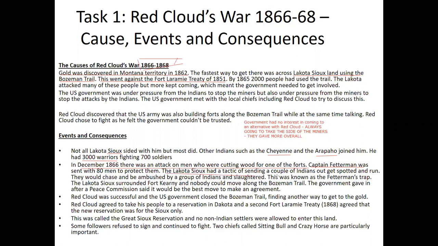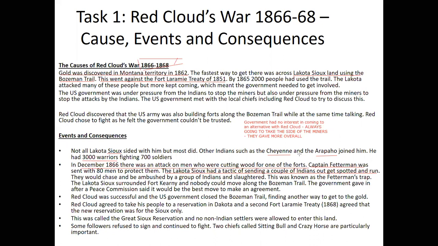Now, the Lakota Sioux had a tactic, and what they did was they sent a couple of Indians out, they got spotted, and they ran away. Okay, so their tactic: send a few Indians out, purposely get spotted, and do a runner. Then they would be chased. And the key thing is that the 2 or 3 Indians that were being chased would run into an area where there were lots more Indians, and then the people that ran after them would be slaughtered.